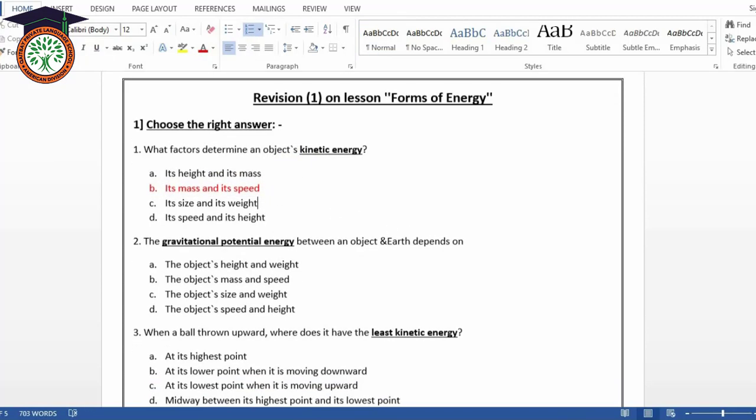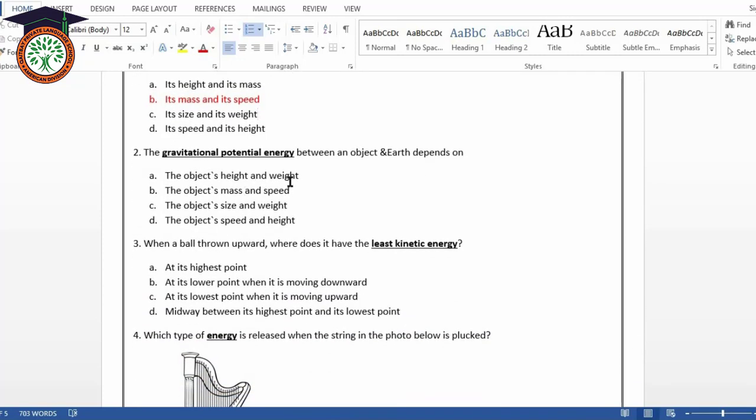Okay, question number 2 says the gravitational potential energy between an object and Earth depends on. So we took before that the gravitational potential energy has two factors. What are they? We said that they are what? Excellent. The height and weight.